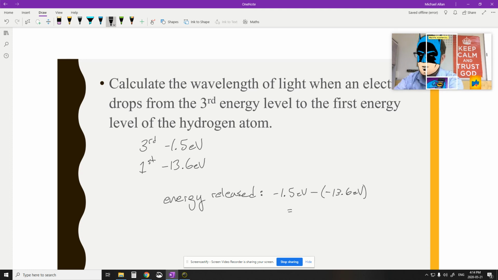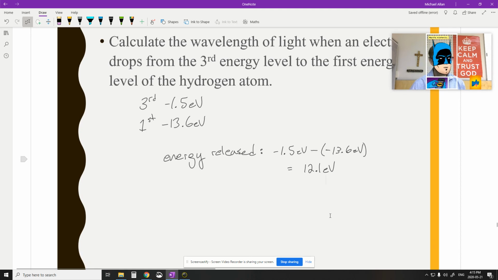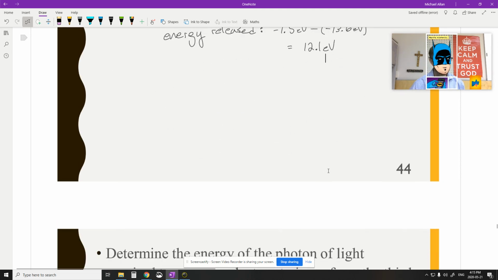So I'm going to pull up my calculator. 13.6 minus 1.5. I get 12.1 electron volts. If it's negative, just get rid of the negative sign and write down the positives. The way I typed in my calculator, I just used positives anyway. I went 13.6 minus 1.5. I'm just trying to find the difference between them. So the energy released from the third to the first is 12.1 electron volts.